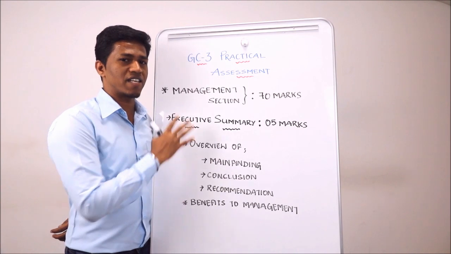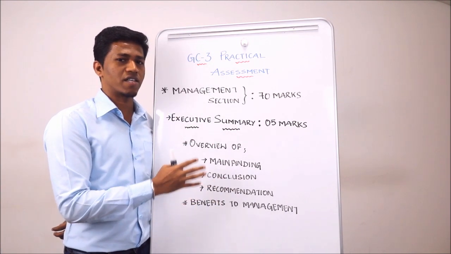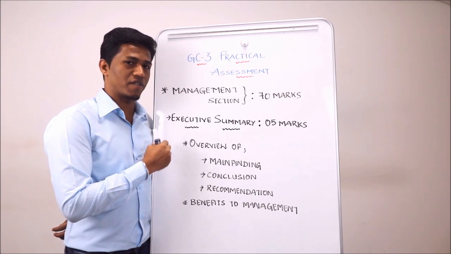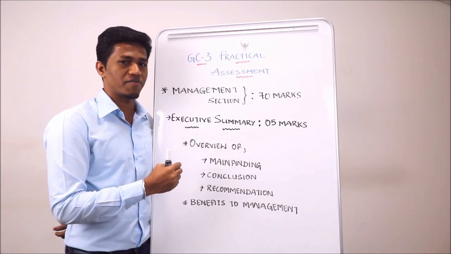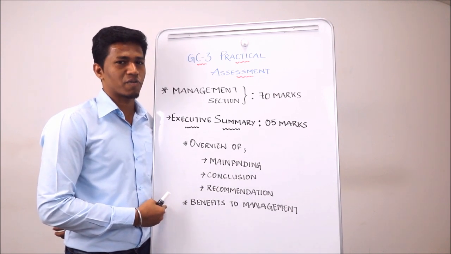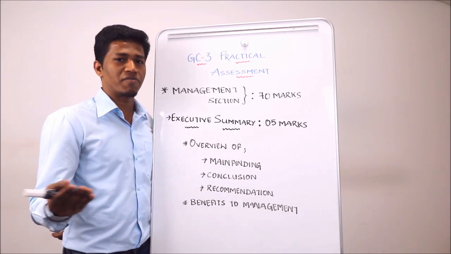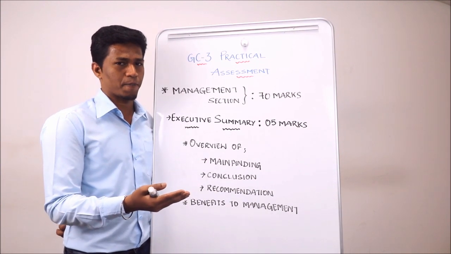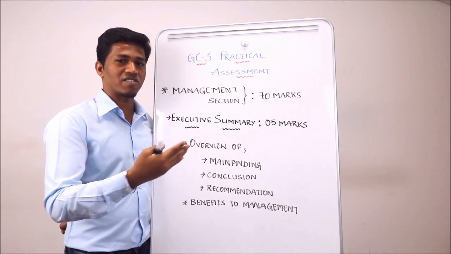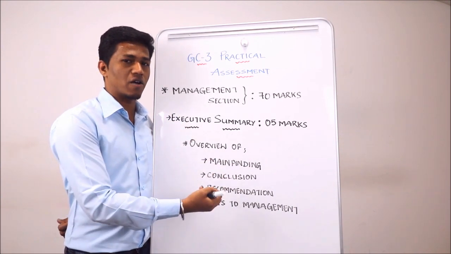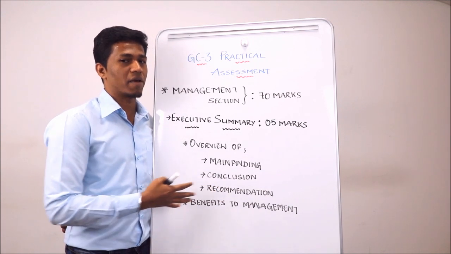You need not discuss the entire issues or the entire main findings. You can just give an overview of the issues identified and recommendations suggested. Very important is giving the benefits to management: how management will benefit if they implement the recommendations that you have suggested. Since it's 5 marks, the page that your manager would be reviewing, make it more impressive, not targeting the consequences but targeting the benefits.